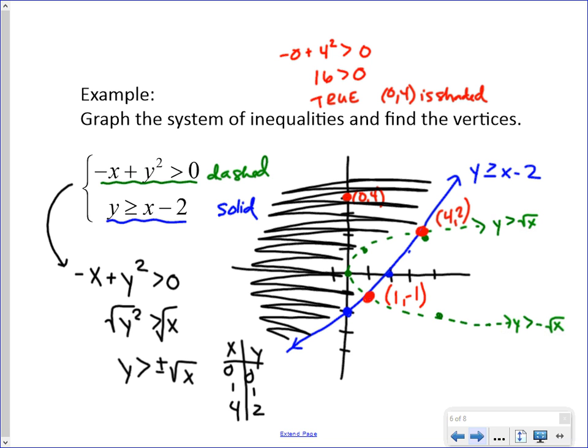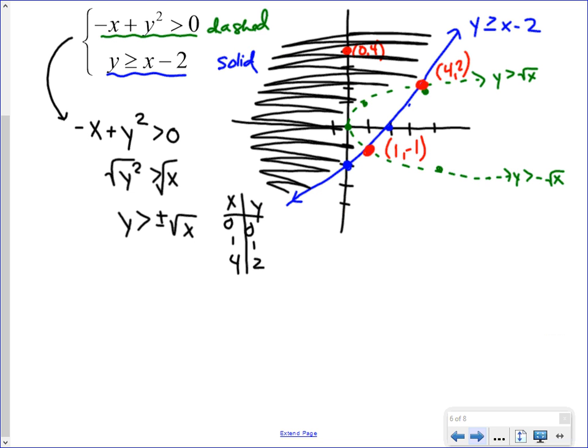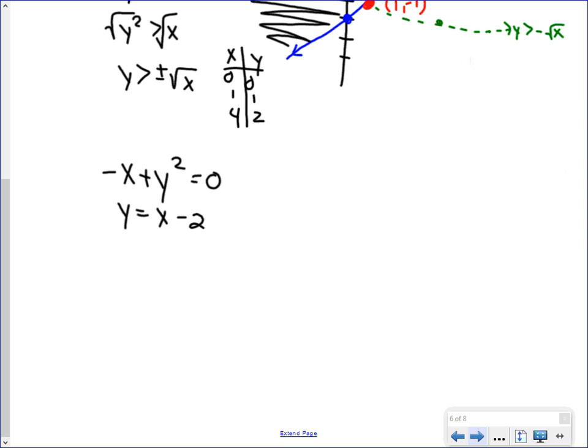The other method, and I just want to go over this in case you get stuck, and like what if you plug them back in and they don't actually work out, right? How do you actually find the real point of intersection? Basically, you're solving a system of equations. So you have negative x plus y squared equals 0, and y equals x minus 2. Now, I realize that they're really inequalities, right? But right now we're talking about the specific curves, and the curves are the equal points.